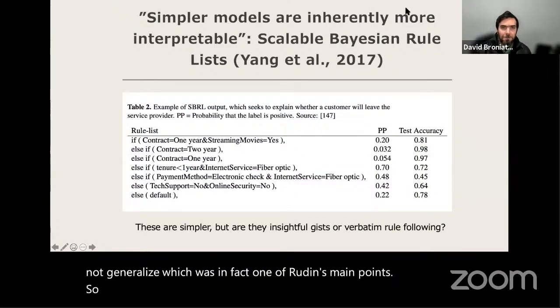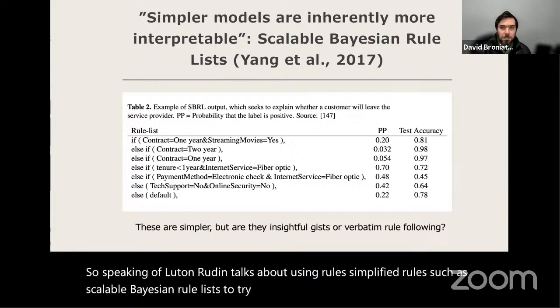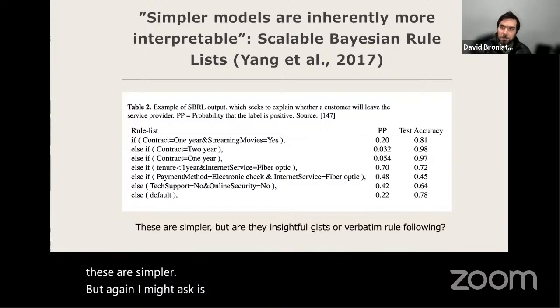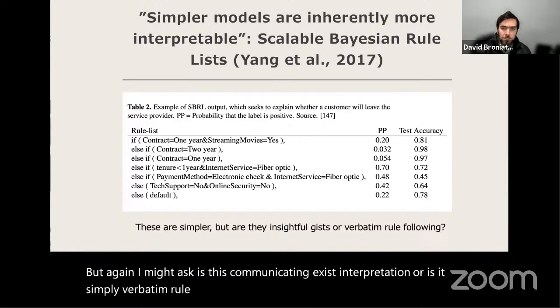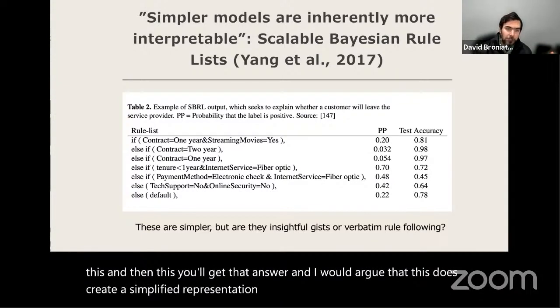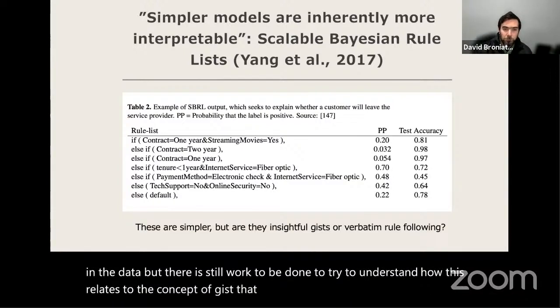So speaking of Rudin, Rudin talks about using simplified rules, such as scalable Bayesian rule lists, to try to help understand why a model does what it does. Here's an example of the output of an SBRL. These are simpler, but again, I might ask, is this communicating a gist interpretation, or is it simply verbatim rule following? Is it, if you do this, and then this, and then this, you'll get that answer? I would argue that this does create a simplified representation that helps to understand some structure in the data. But there is still work to be done to understand how this relates to the concept of gist that draws on, for example, expertise.